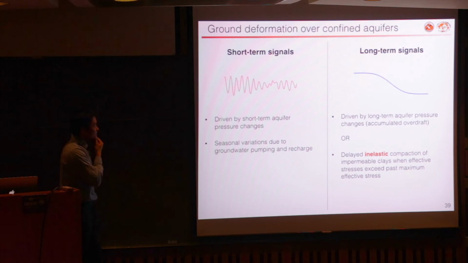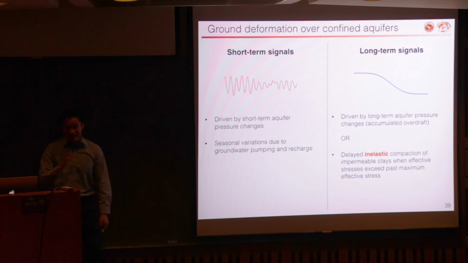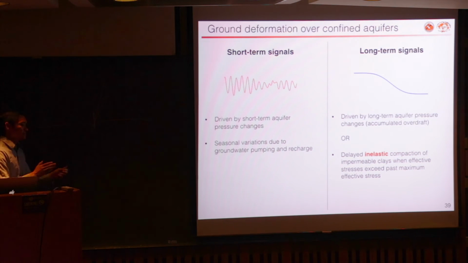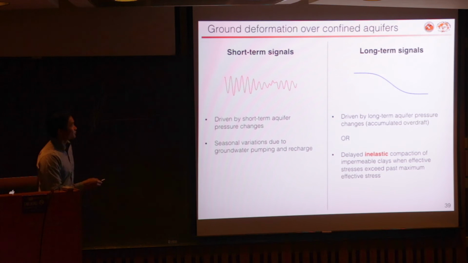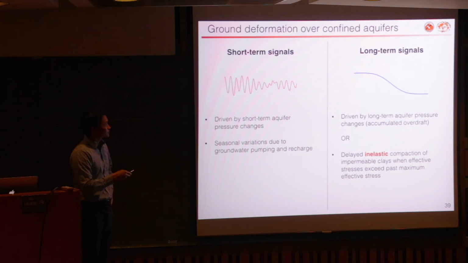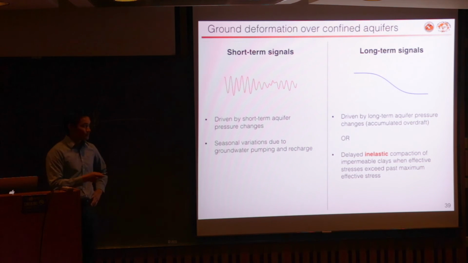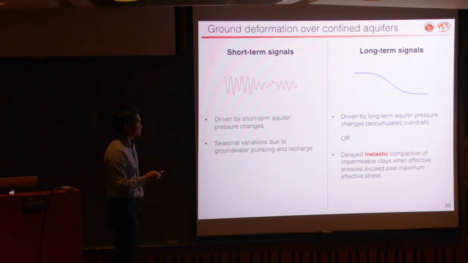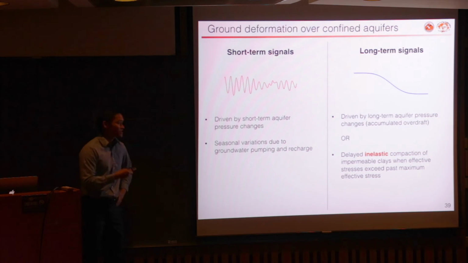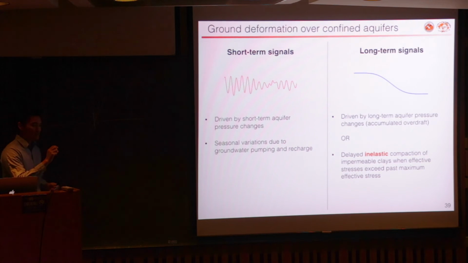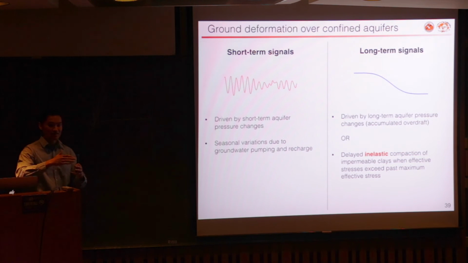So then what we want to do is, if we know that that relationship should be elastic, we can partition the data. We want to look at signals at different time scales. We want to look at short-term signals and long-term signals separately. The reasoning for this is that short-term signals, which are mainly driven by short-term aquifer pressure changes, seasonal variations in pumping, recharge, these are short-term changes in pressure that should be elastic. We shouldn't see something that's causing inelastic effects. So we can look at this separately.